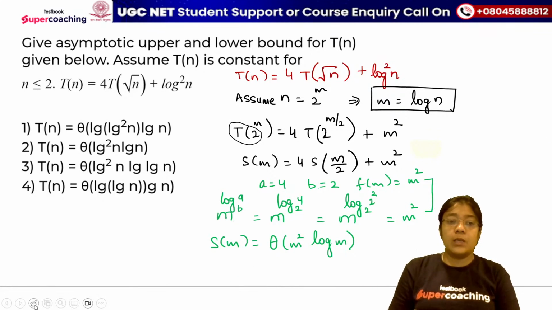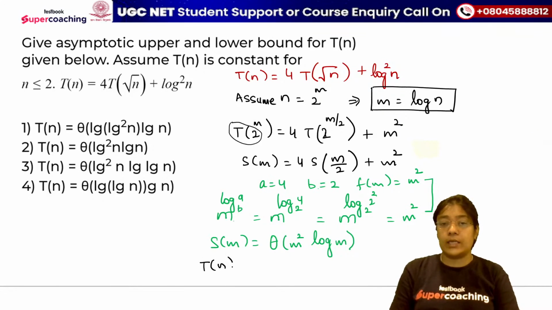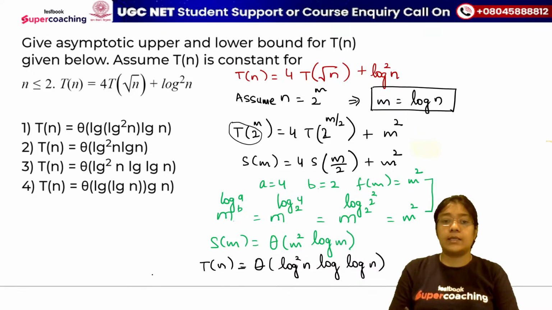So m is nothing but, आपको question n की form में दिया हुआ है, so t of n is equal to, m is log n, so it is theta of log square n log of log n. That is nothing but it's option 3.